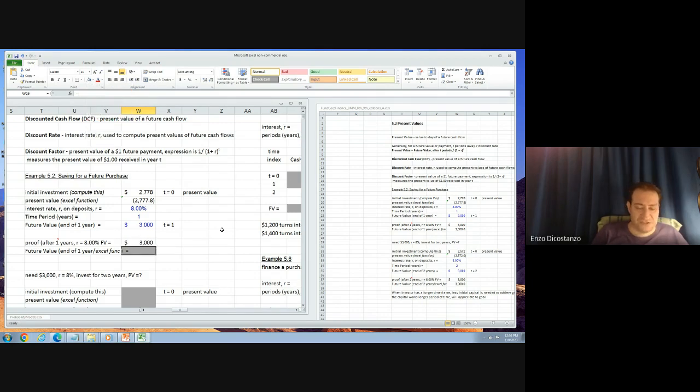If we use the Excel function, say equals future value, parenthesis, the rate's 8%, 1 period, no payments, and the present value, you could say minus 2,778. Oops. And we forgot the period somehow. Rate, period, comma. Yeah, like that. There we go. Watch your commas and all that stuff.